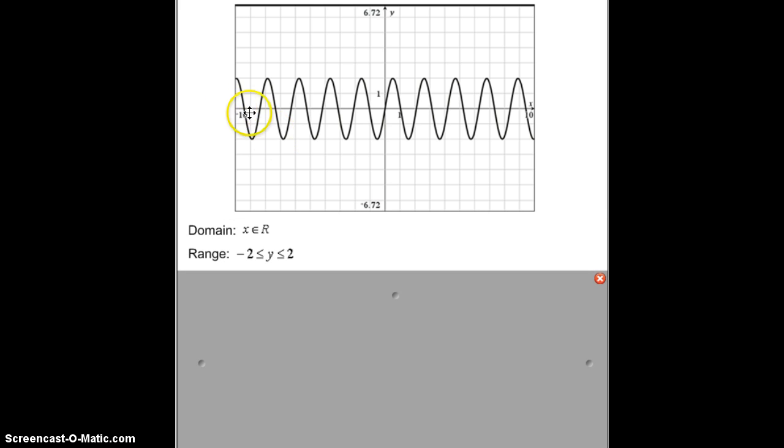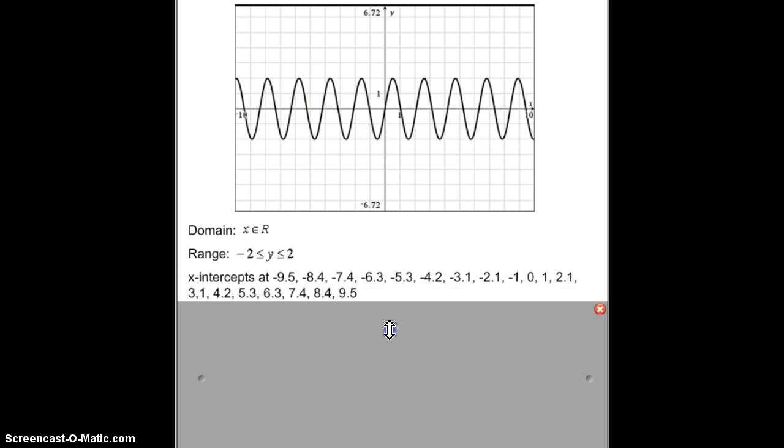Next, we've got quite a few x-intercepts in this window, so we'll list out the ones that we do have here. Note that for some of these we're approximating their locations on the x-axis. The y-intercept is 0.